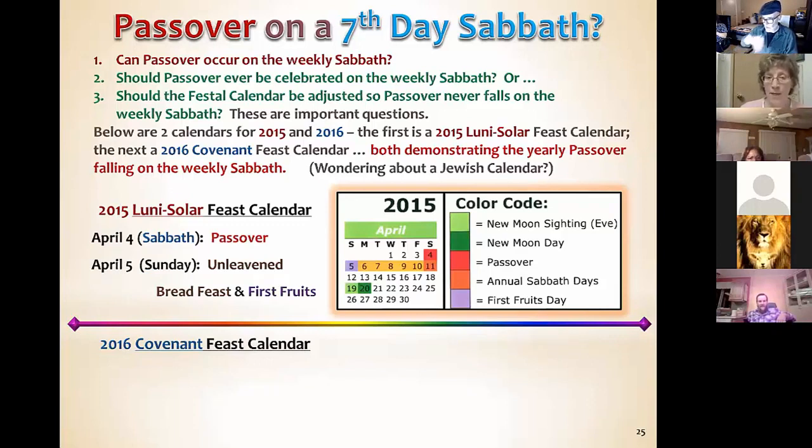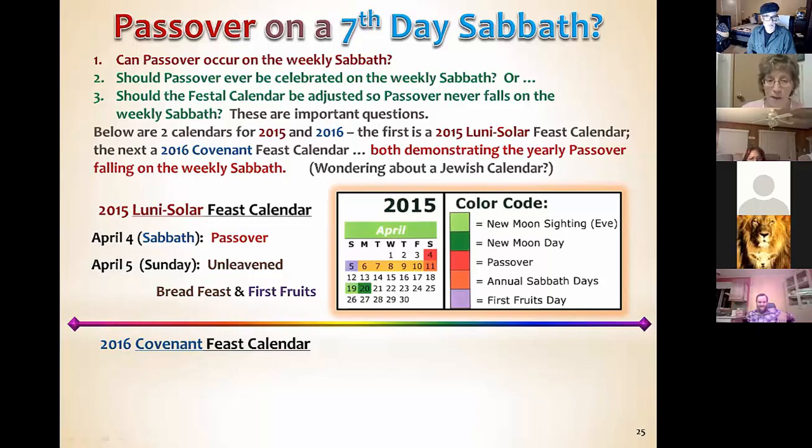In 2015, I can show you from their calendar that they had April 4 right there. You can see the color code here. Red is Passover. They had their Passover day on a Sabbath, and they had their unleavened bread feast on April 5. Now, I don't have the whole color key in here, but that would be their unleavened bread. And they were also putting first fruits on the first day of the week. You can see that they've got it in purple, okay? So that's a lunisolar calendar where they do calculate first fruits or wave sheaf on the first day of the week.